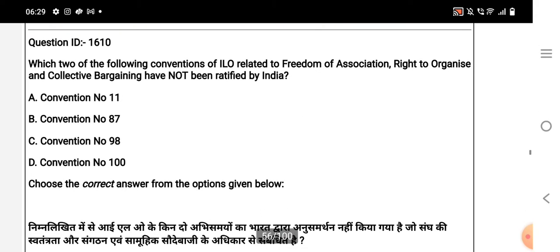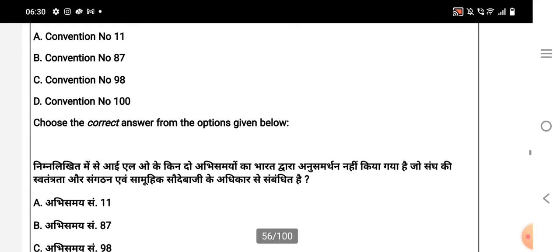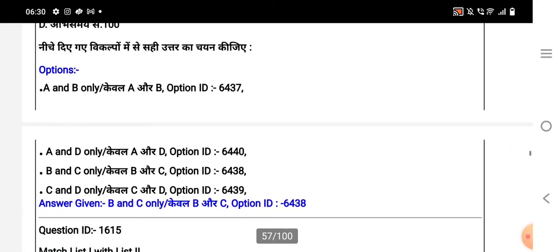Next question is which two of the following conventions of ILO related to freedom of association, right to organize, and collective bargaining have not been ratified by India? So, freedom of association and right to organize and collective bargaining are mentioned under Convention number 87 and 98, and these two conventions are not ratified by India yet.